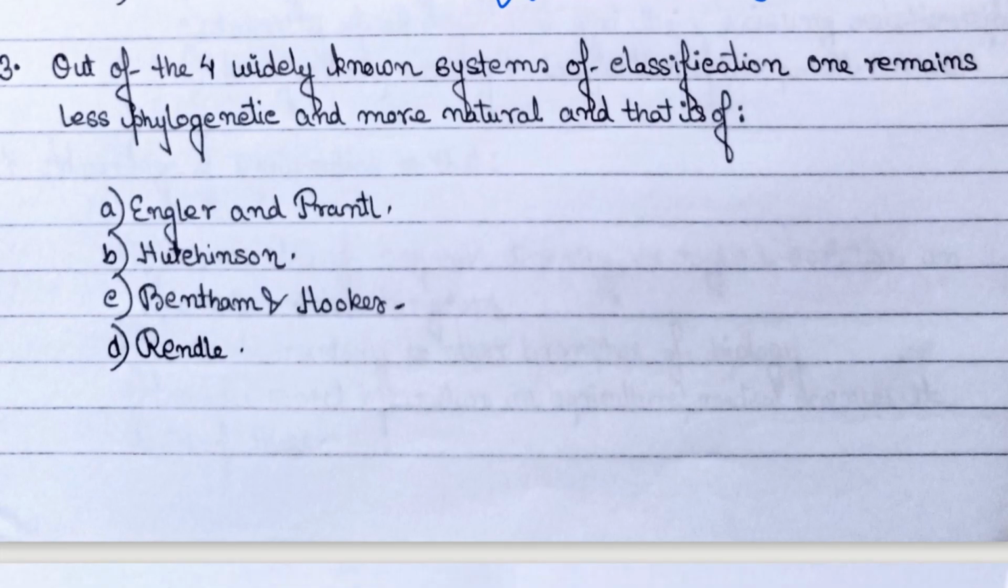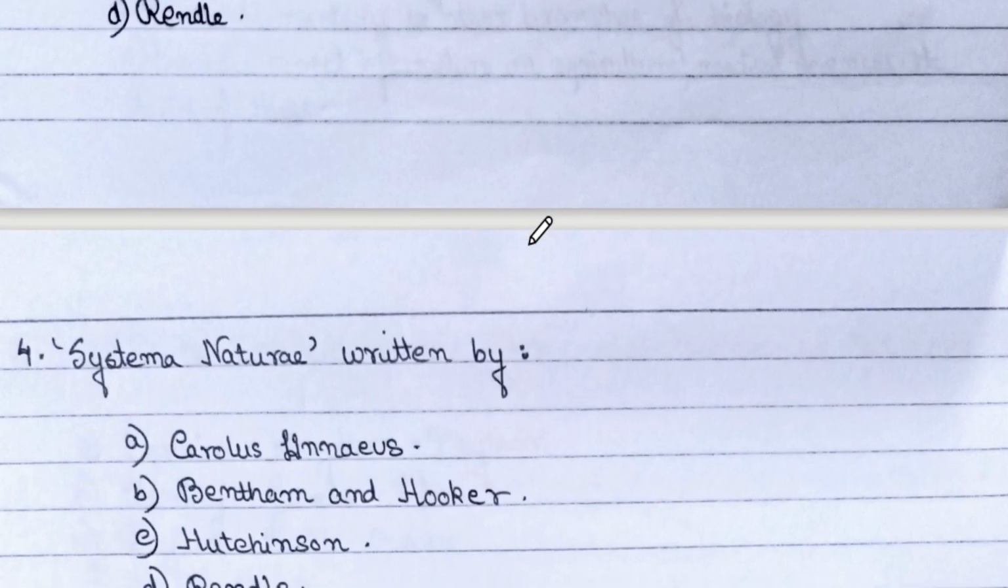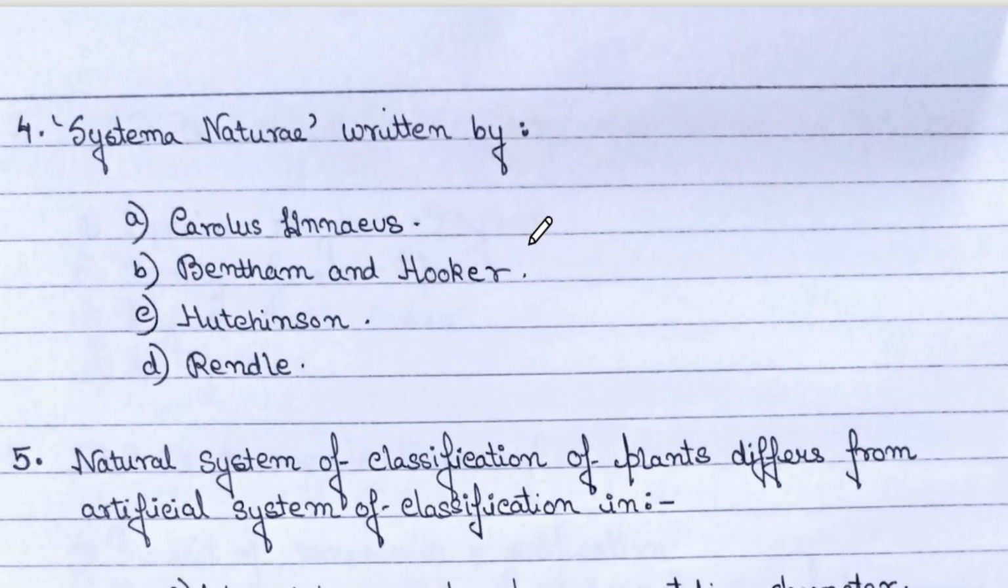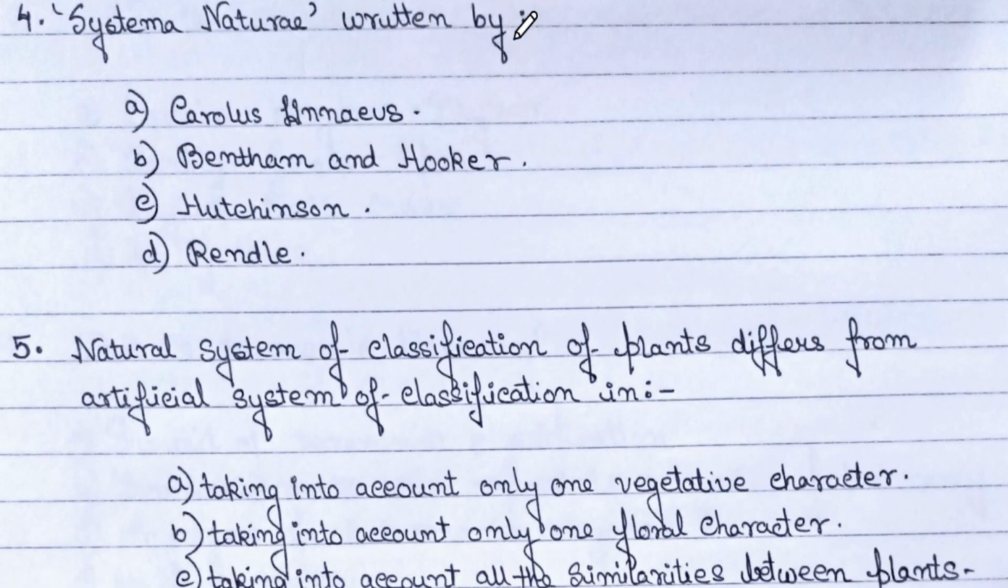Now our next question is, out of the 4 widely known systems of classification, one remains less phylogenetic and more natural. Which one is that? Engler and Prantl, Hutchinson, Bentham and Hooker, Rendle. It's Bentham and Hooker. Systema Naturae is written by, I think this is known by everyone. Again, similar kind of options. Answer is Carolus Linnaeus.